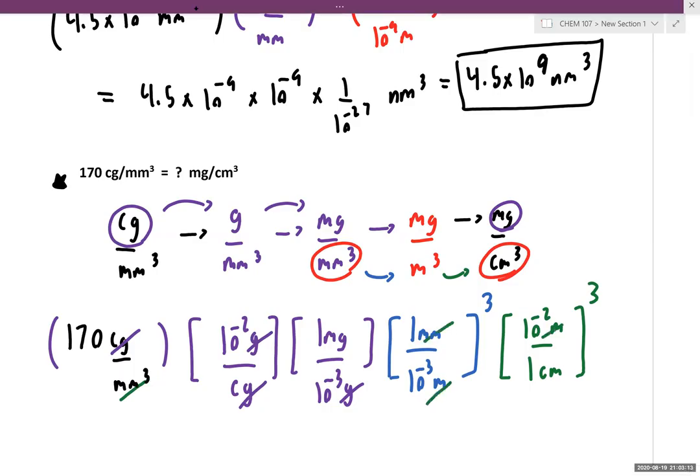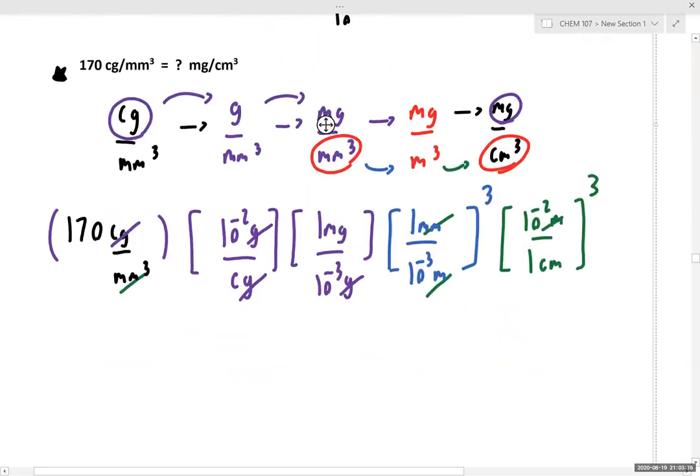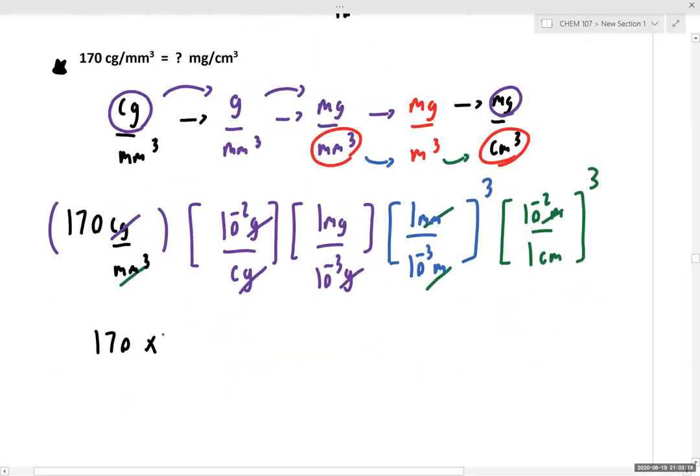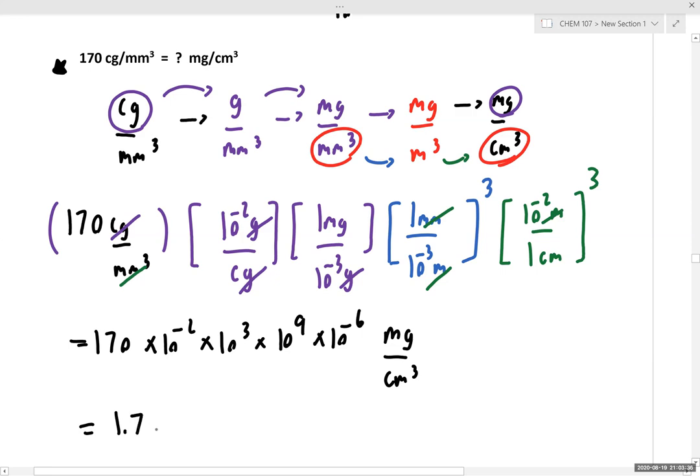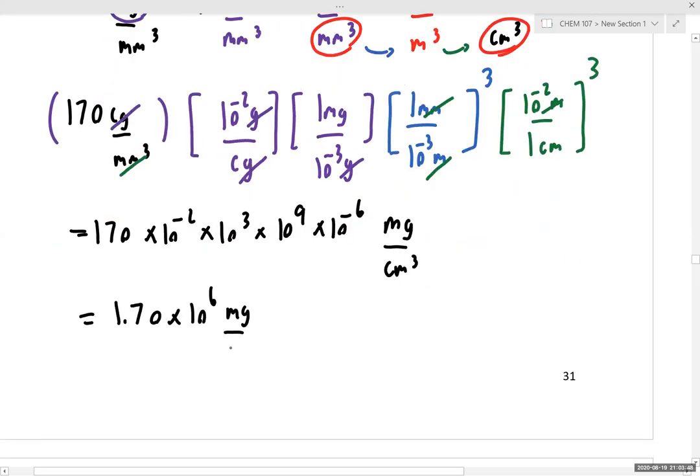So that in turn gives us 170 times 10 to the negative second times 10 to the third times 10 to the ninth times 10 to the negative sixth milligrams per centimeter cubed, which in turn gives us, after punching into our calculator, 1.70. So we have 1.70 times 10 to the sixth milligrams per centimeter cubed.